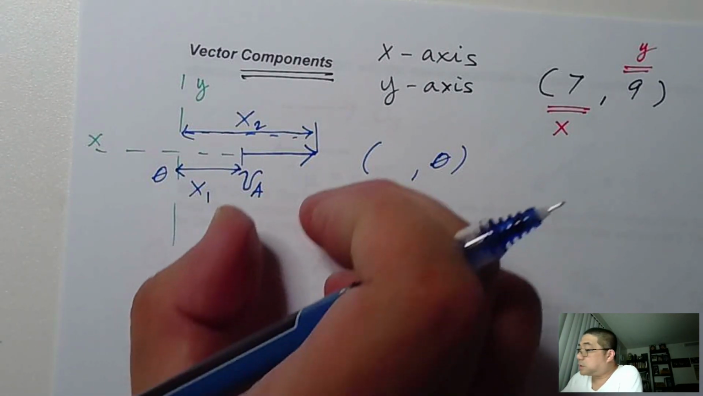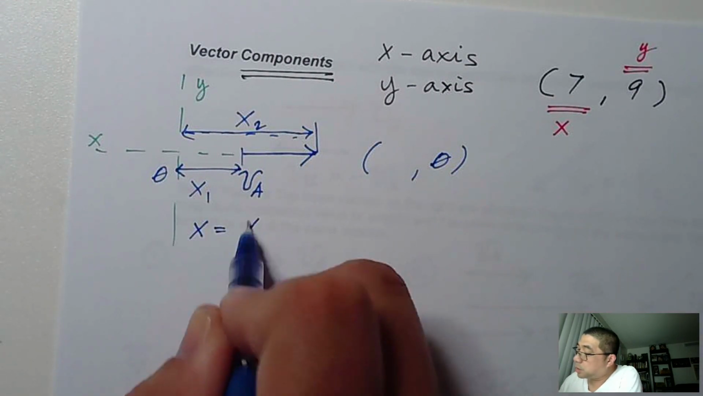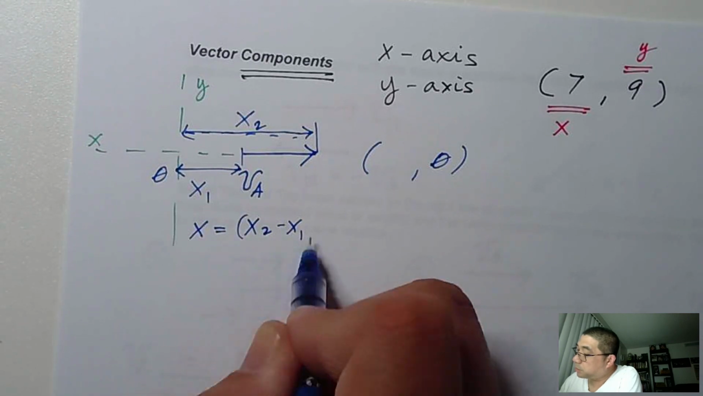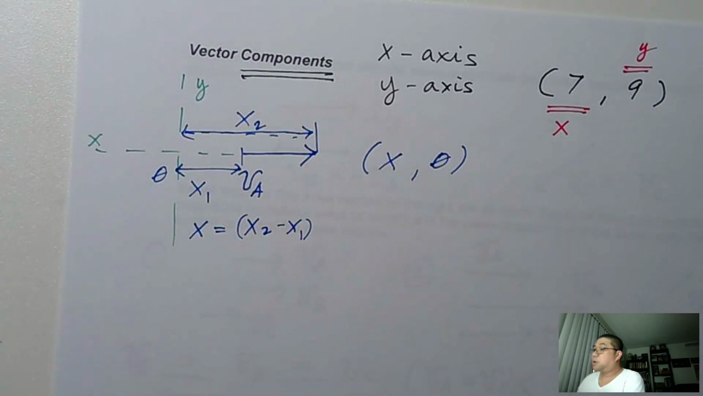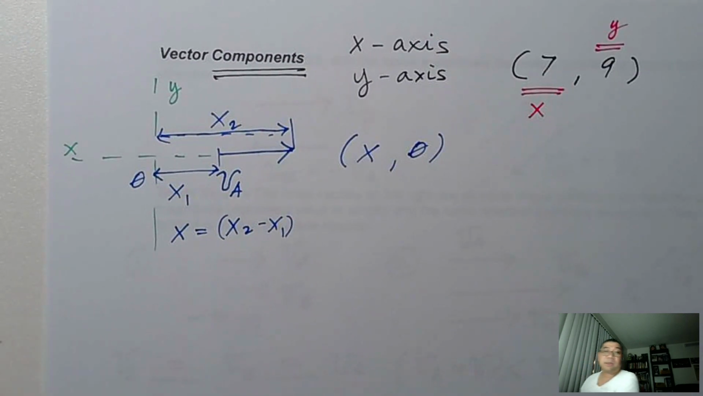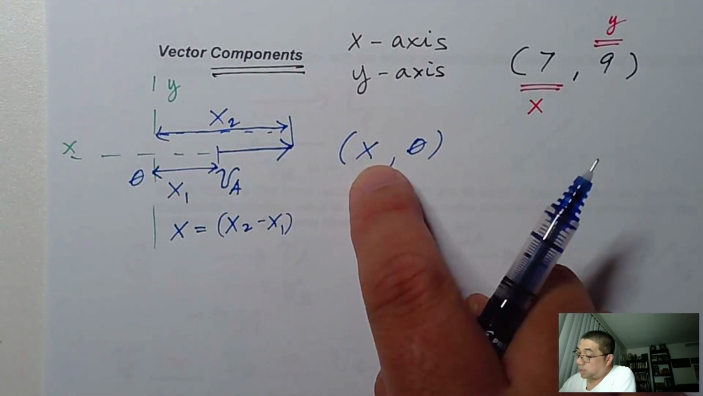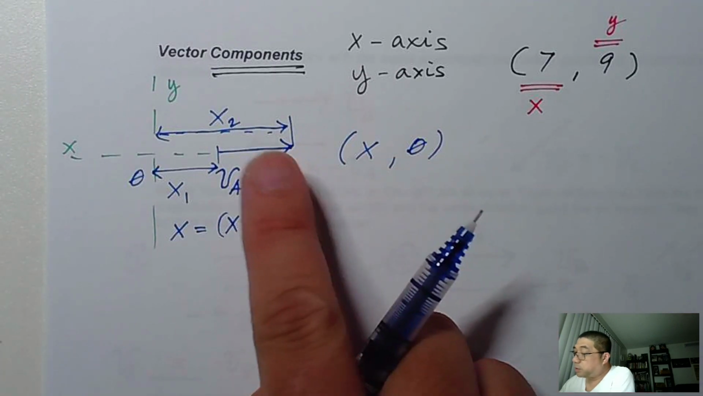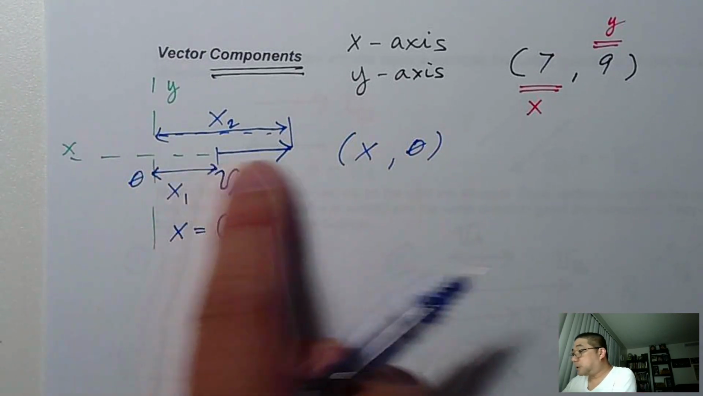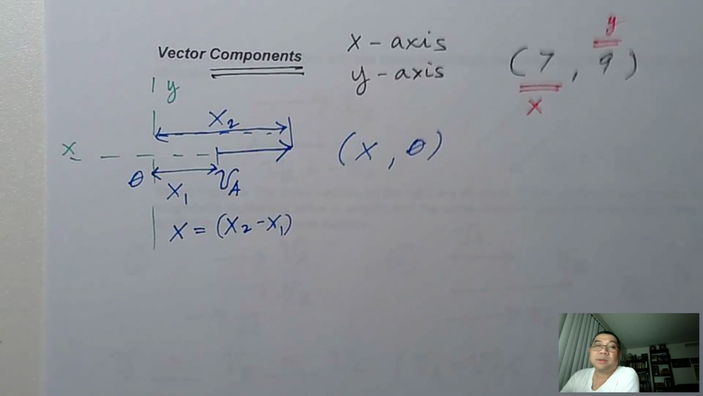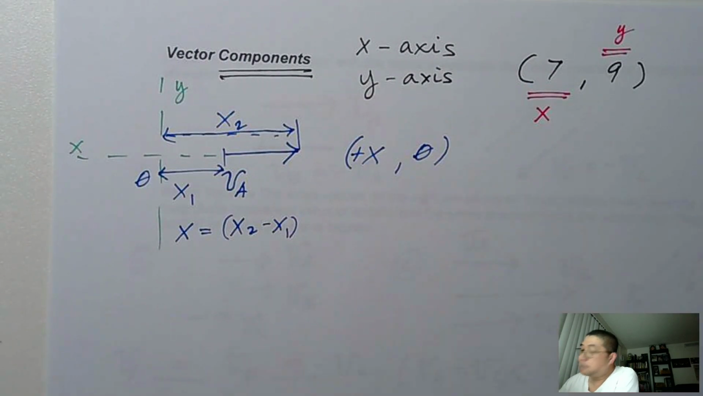So how do you figure out this length of x? x is simply x sub 2 minus x sub 1, so that would be the value for x. So how long is this? Yes, that is the component of x. So if it's along the x-axis, you don't have any component on the y-axis. Therefore, we only have the value of x, but we don't have a value of y. Now, what is the direction? Is it going to the right or going to the left? The drawing shows that it is going to the right, so therefore the value of x should be positive.